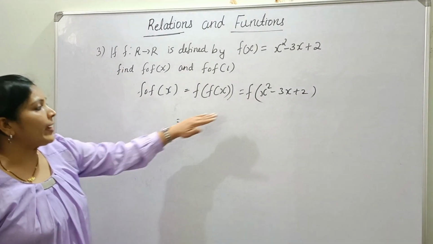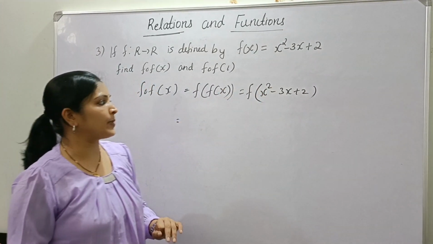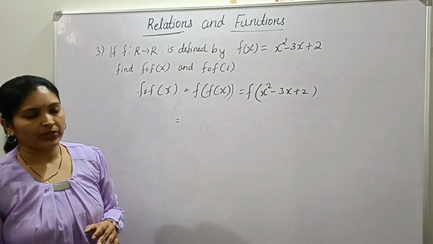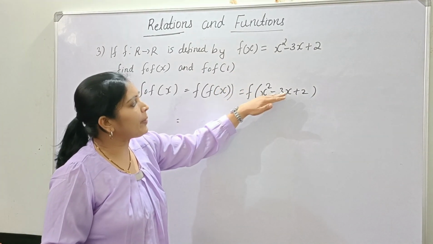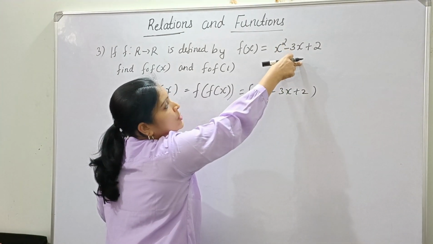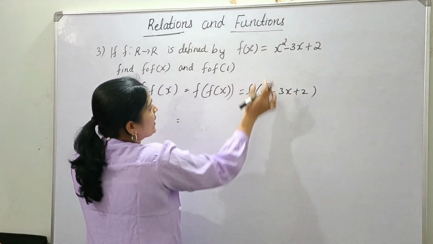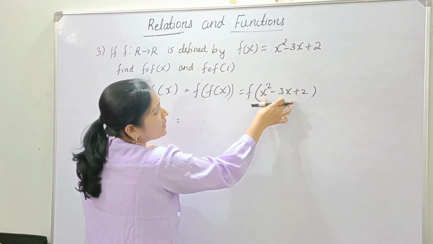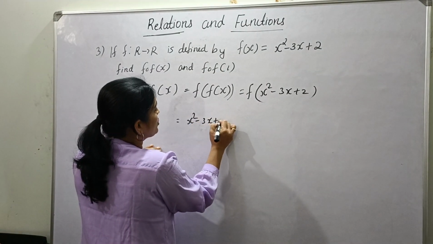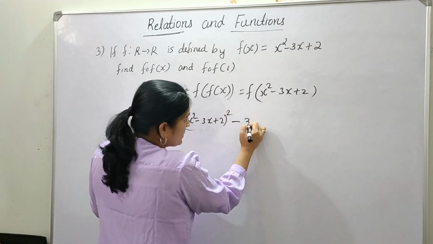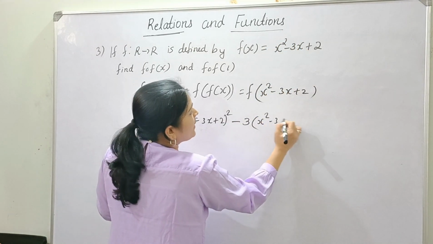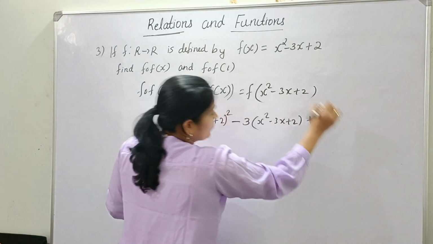Now f(x) = x² − 3x + 2. Then what is f(x² − 3x + 2)? Let us substitute this expression in place of x. So in place of x, substitute x² − 3x + 2: (x² − 3x + 2)² − 3(x² − 3x + 2) + 2.